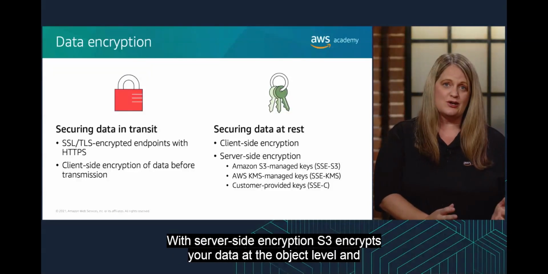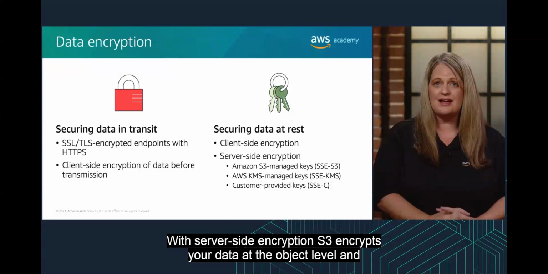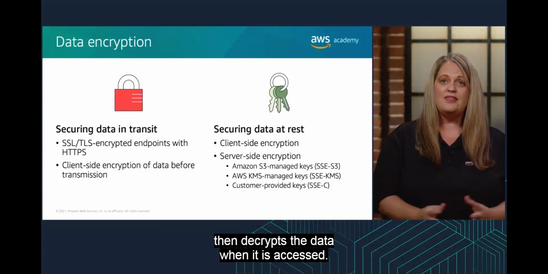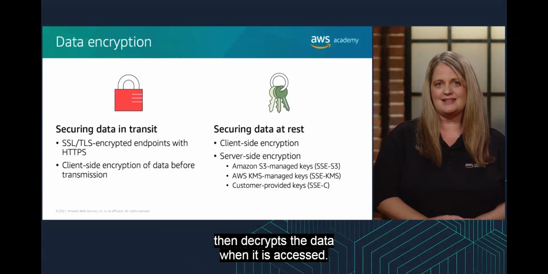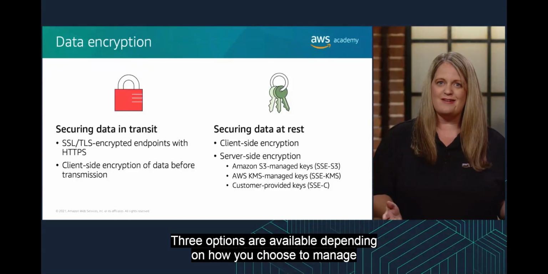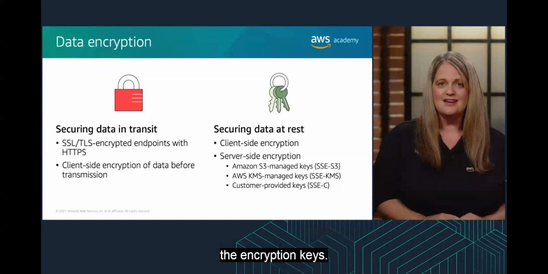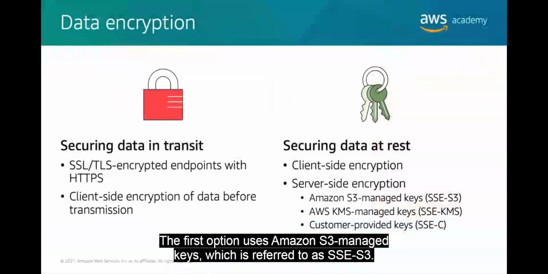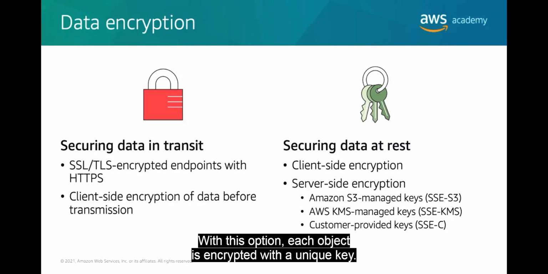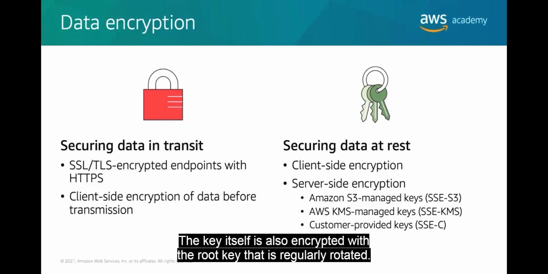With server-side encryption, S3 encrypts your data at the object level. It then decrypts the data when it is accessed. Three options are available, depending on how you choose to manage the encryption keys. The first option uses Amazon S3 Managed Keys, which is referred to as SSE-S3. With this option, each object is encrypted with a unique key. The key itself is also encrypted with a root key that is regularly rotated.